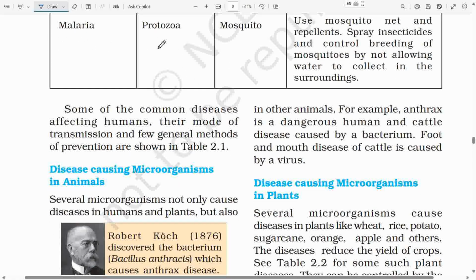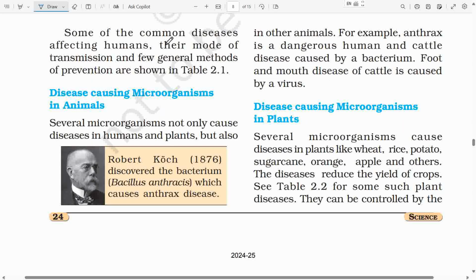Human disease, malaria, causative microorganism, protozoa. Mode of transmission, mosquito. Use mosquito net and repellents. Spray insecticides and control breeding of mosquitoes by not allowing water to collect in the surroundings. Some of the common diseases affecting humans, their mode of transmission, and few general methods of prevention have been discussed in Table 2.1.